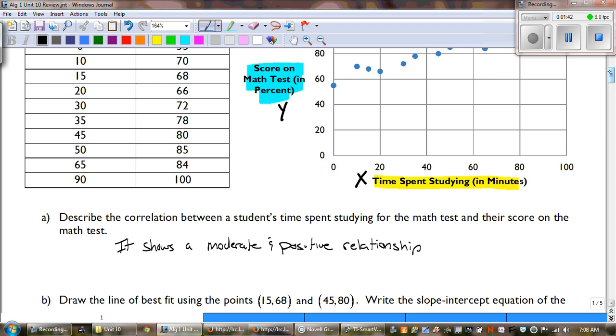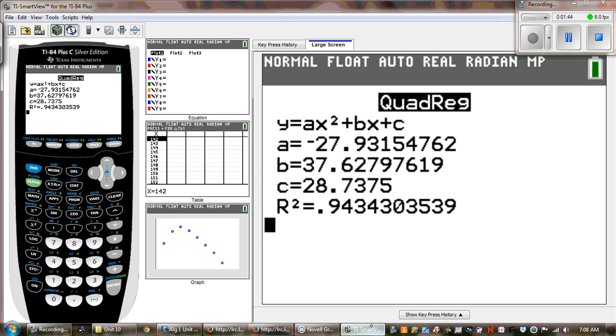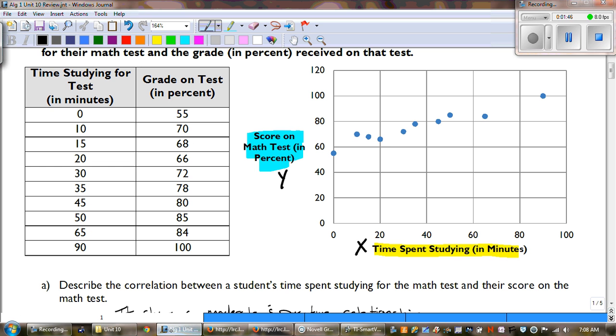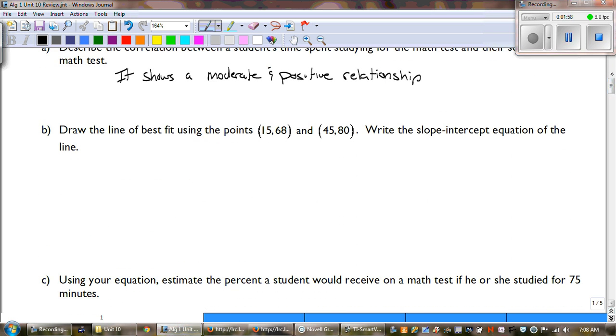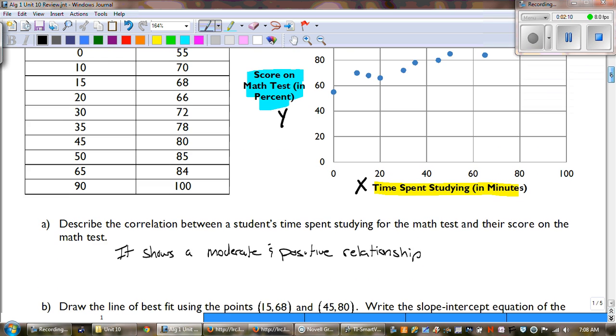Okay, so before we got our handy dandy calculators out and plugged in all the points and figured out the equation that way, we did it the old-fashioned way, like we did in, I think it was unit 4 or 3. Okay, so it asks us to draw the line of best fit using the points (15, 68) and (45, 80). Write the slope-intercept equation of the line. So let's take a look at where those points are at.